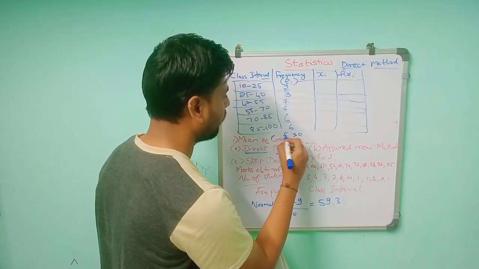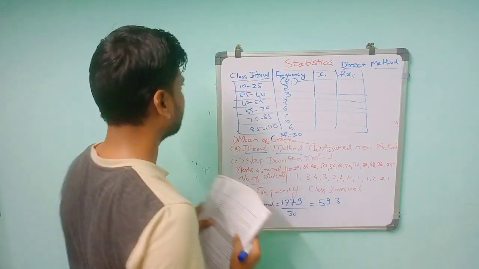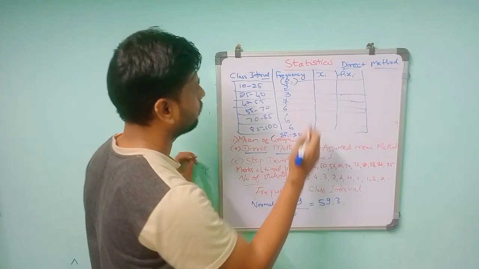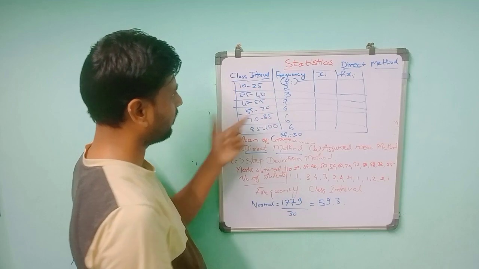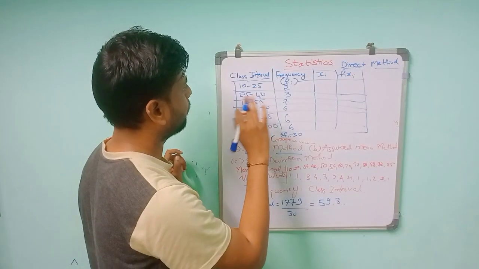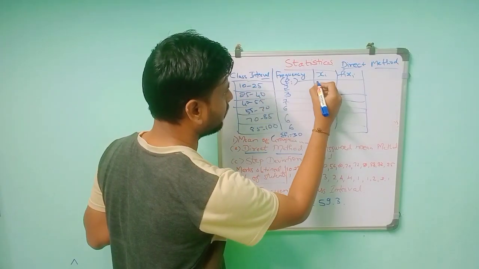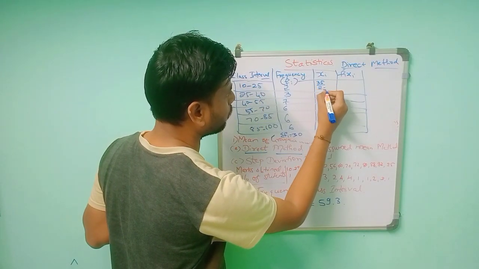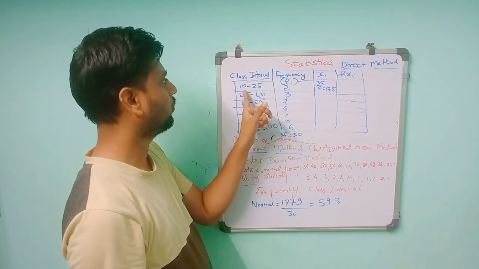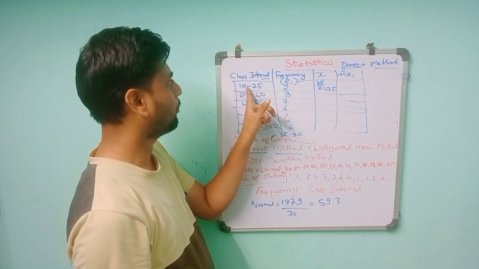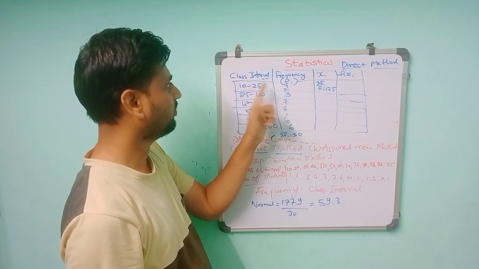So this is Fi or sigma Fi because we are doing the calculations. Then Xi, how to find Xi? For finding Xi there is a method. We have taken that range, we have to add it and divide it by 2. So 10 to 25: 10 plus 25 is 35, 35 divided by 2, so 17.5. You take the mean of the 10 to 25 values, where the upper limit is 25 and the lower limit is 10. First you add those two numbers and divide by 2.